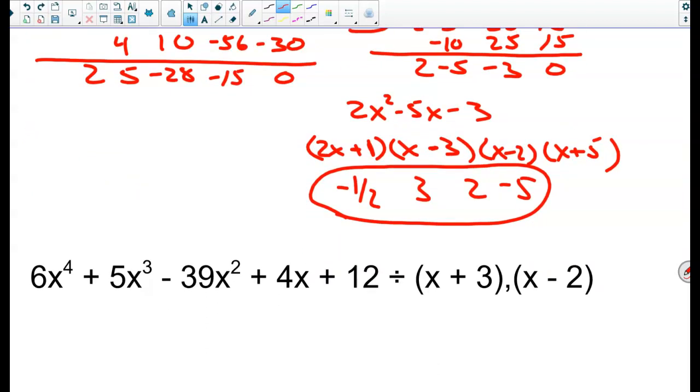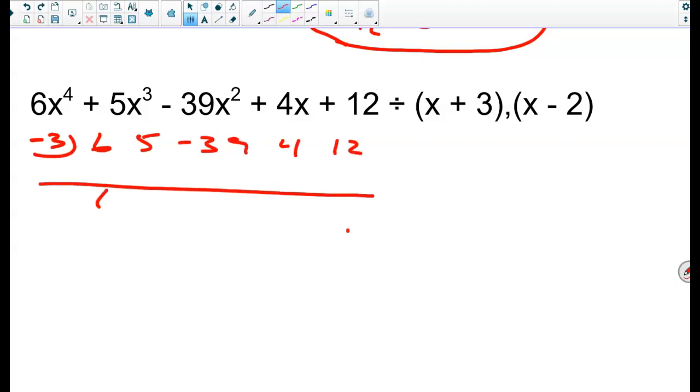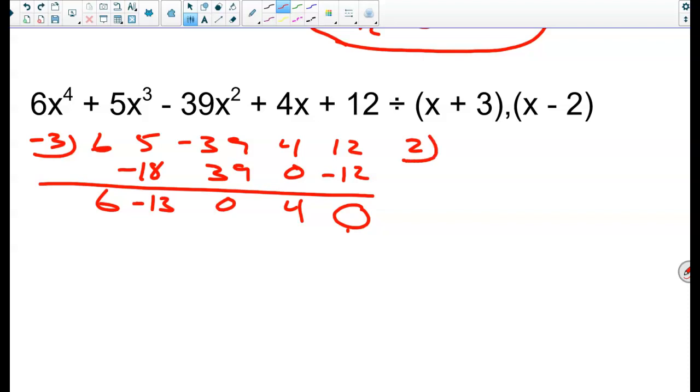Second one, same process. Negative 3 goes in the box. 6, 5, negative 39, 4, and 12. Drop the 6, negative 18, that's negative 13. Negative 39, that gives me a 0. 0 and 4 is 4. 4 times negative 3 is negative 12. And there's my 0. Now I'm going to put 2 in the box and synthetically divide again.